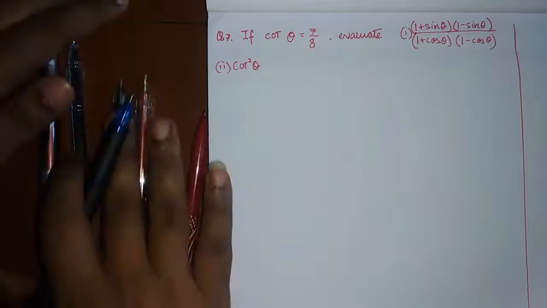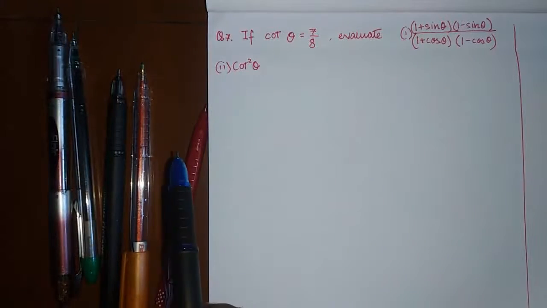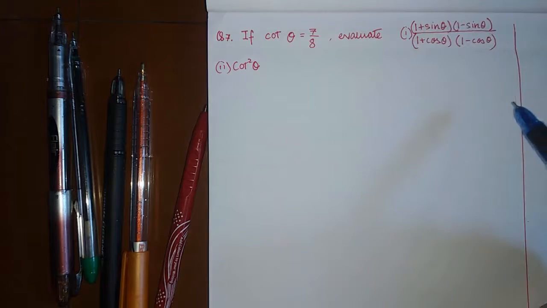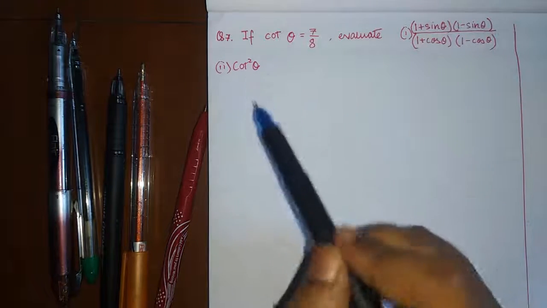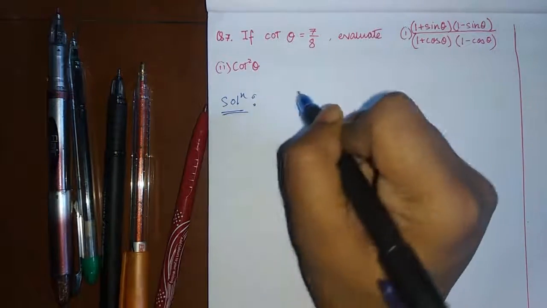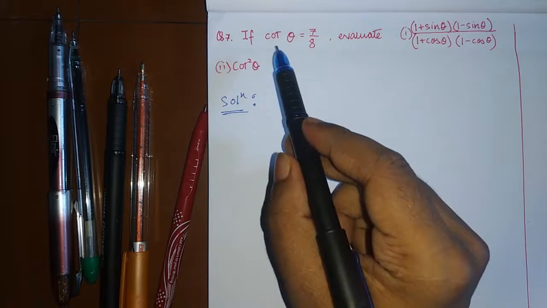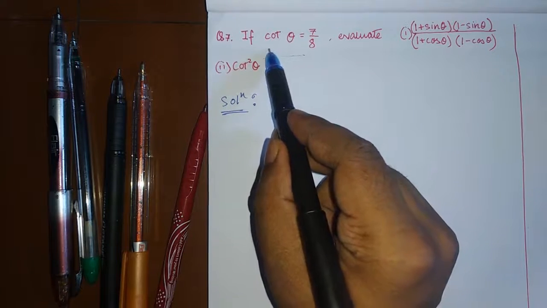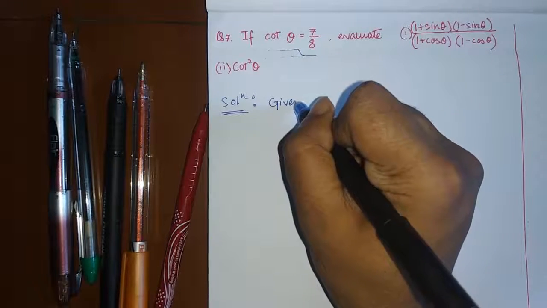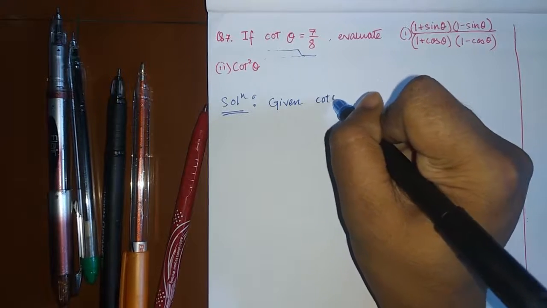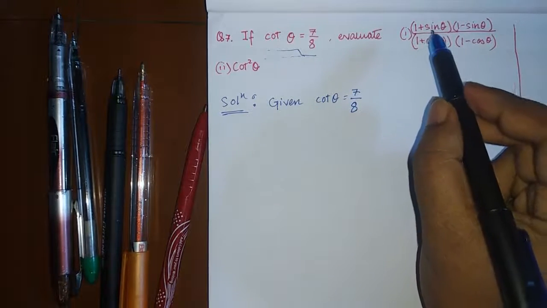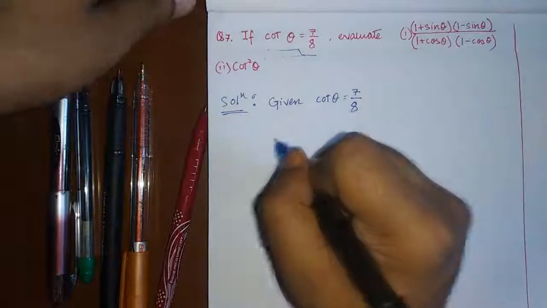It says cot theta is equal to 7 by 8. You have to find the value of this expression and the value of this expression. Let's begin. Okay. So first you have to write what is given in the question. The only information that we are provided is cot theta is equal to 7 by 8. So write this, given cot theta equals 7 by 8. And now we have to find the value of this. So let's start with this.